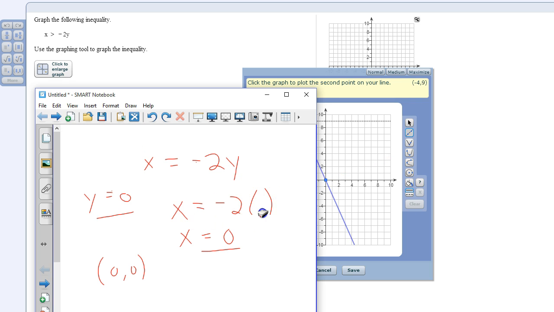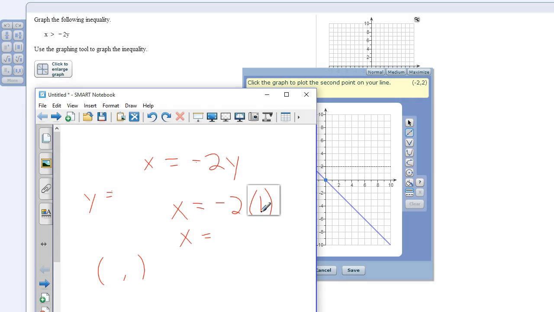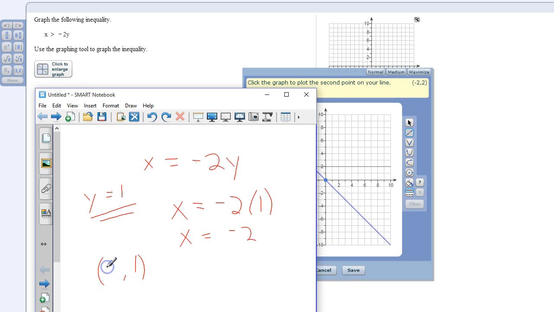Again, it doesn't matter what we pick for y, we can pick anything we want. This time, since I picked 0 last time for y, now I may pick just 1, something easy to do math with. So I'm going to pick y to be 1. Negative 2 times 1 is negative 2. So when y was 1, that's the y coordinate, the second value, and x is negative 2, that's the first coordinate. So negative 2, 1 will be my second point that I plot.